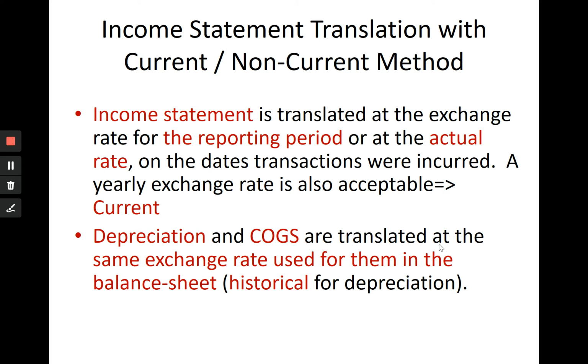Moving to the income statement, income statement is translated at the exchange rate for that reporting period, or at the actual rate on the date transactions were incurred. Using the actual date as exchange rate changes every day is quite a headache. So it's much more practical to take a yearly exchange rate.